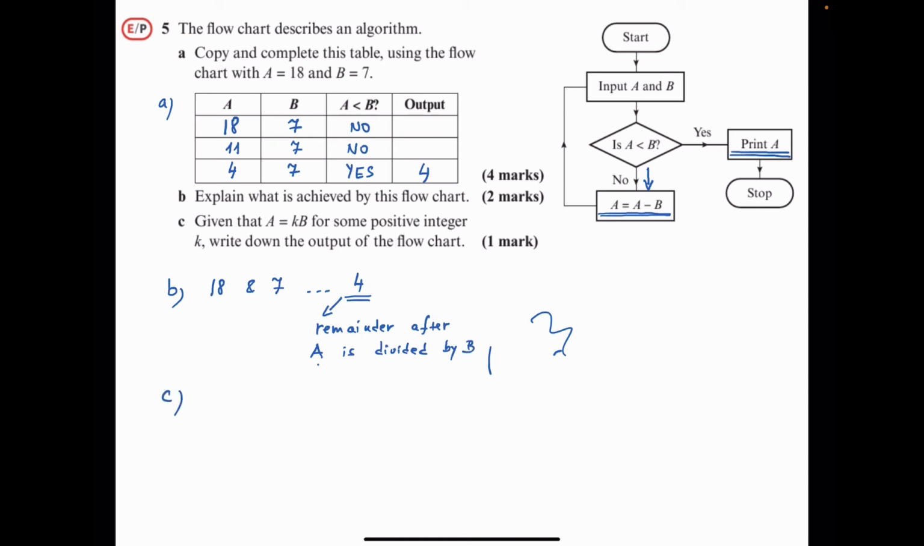Part C says if A is k times B for some positive integer k, that means A would be a multiple of B, write down the output of the flowchart. Well, if you know that it produced the remainder, and because A is a multiple of B, then when you divide it, you know the output would be equal to 0, because there is no remainder after you divide the multiple, because it's completely divisible.